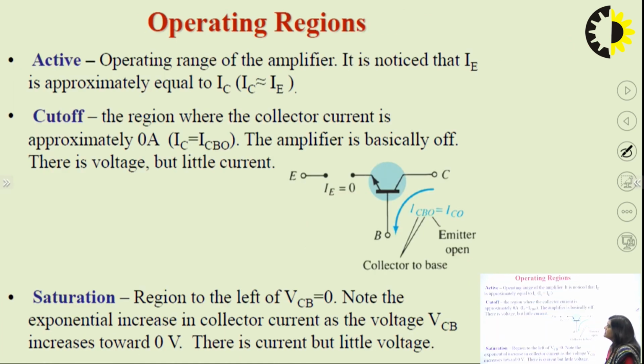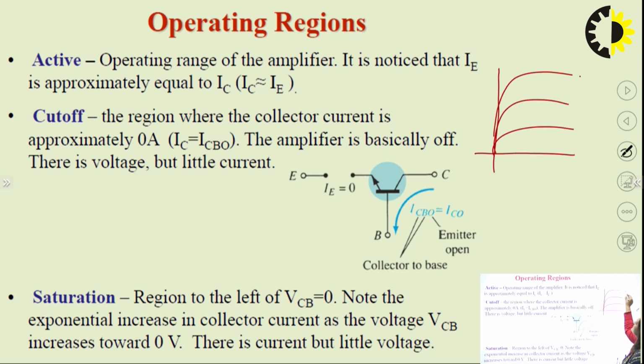And these are the active, cutoff and the saturation regions. In the previous graph we have seen these are the characteristics that we are getting. So this region is the active region and this region is the cutoff region, because in the cutoff region IC would become 0. And here is the saturation region, and here there is an active region.